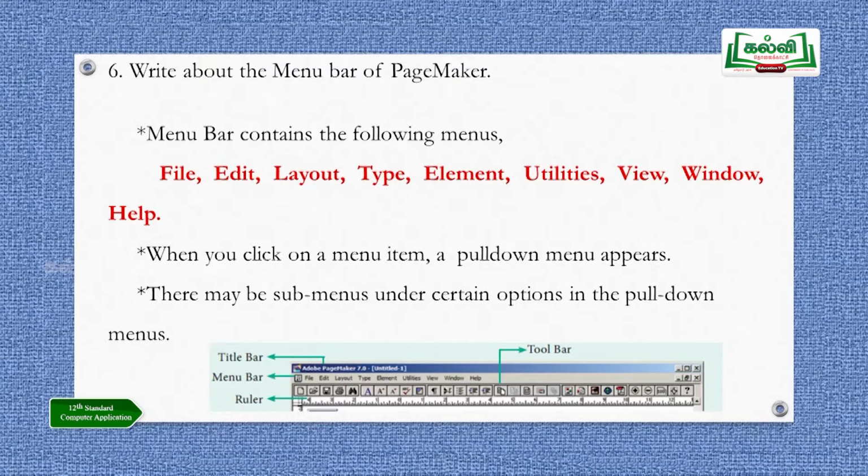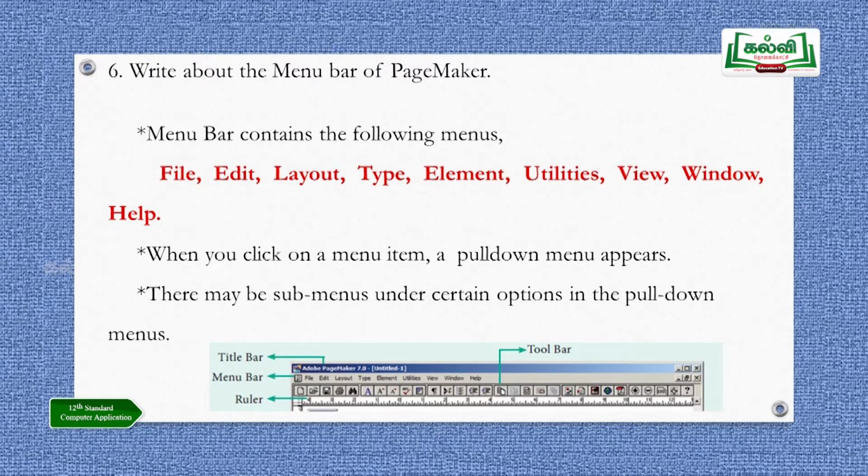As I told you in the previous class, the menu bar appears below the title bar of the window. The title bar will be the first bar. Below that we will have the menu bar. In the menu bar we will have various menus. For your understanding, I have given the image below showing the different bars available.